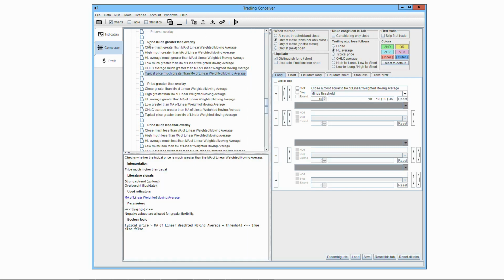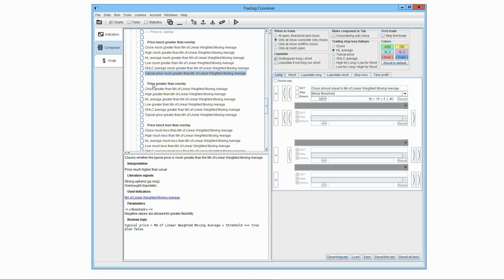The price much greater than overlay algorithm checks whether the price is greater than the moving average of the overlay plus a threshold, that is a particular value input by the user. So the algorithm is true if and only if the price is greater than the moving average of the overlay plus threshold. For greater flexibility, the threshold can be negative too. In that case, the algorithm is true even whether the price is slightly below the overlay. The name of the algorithm would then be kind of a misnomer.